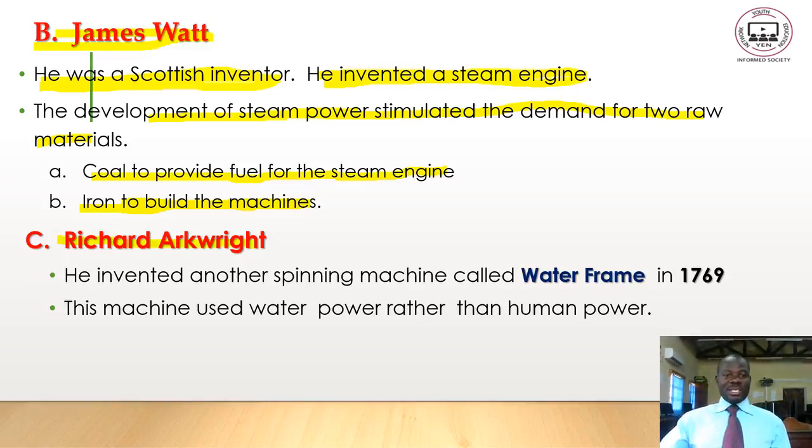The other one was Richard Arkwright. Richard Arkwright invented another spinning machine called the water frame in 1769. This machine used water power rather than human power. So he invented the spinning machine, and with that he was using water power rather than human power.